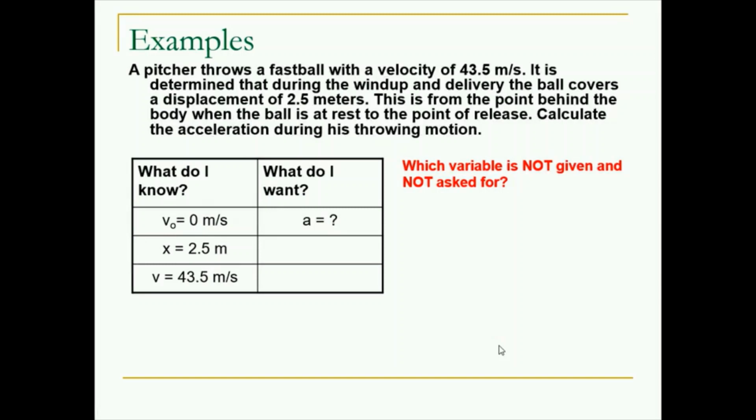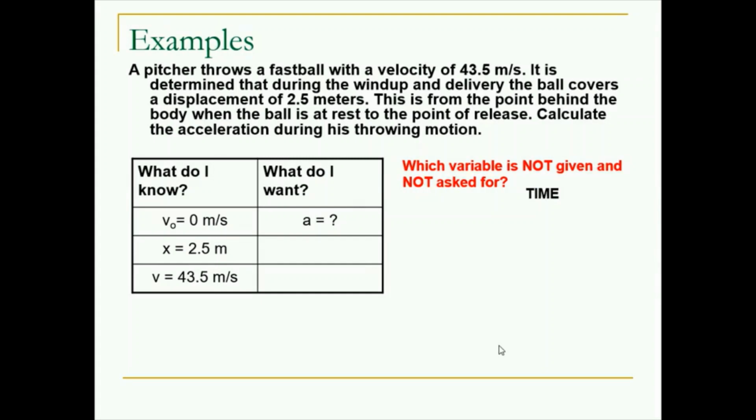All right, another example. So pause the video here, try this one out, and then we'll come back and walk through it. All right, now that you've paused and you've worked through it on your own, hopefully you've come up with what the equation is. So if you've gotten that part, which variable is not given? Time. So we need an equation that doesn't have time in it. So pause and see if you can find which one of those 3 doesn't have time in it.